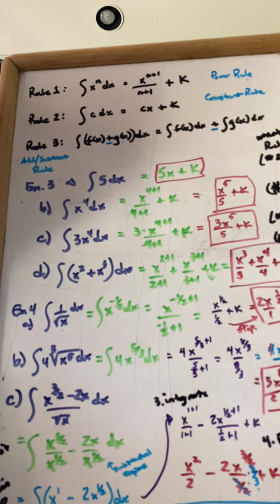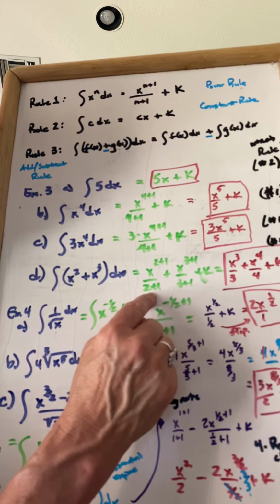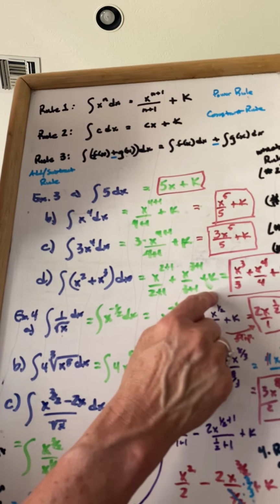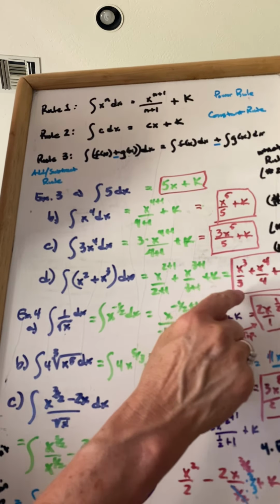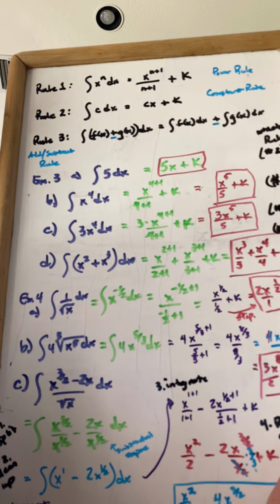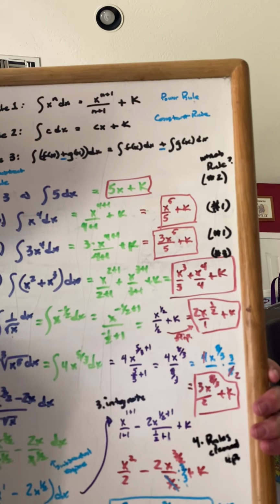There. All right, so it's x to the 2 plus 1 over 2 plus 1 plus x to the 3 plus 1 over 3 plus 1 plus k, equals x to the 3 over 3 plus x to the 4 over 4 plus k.